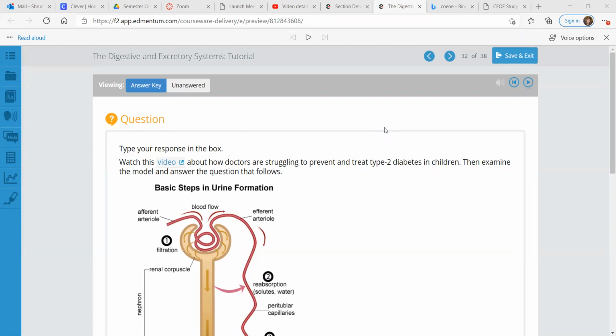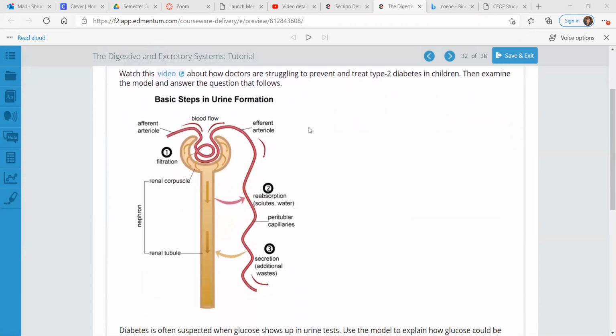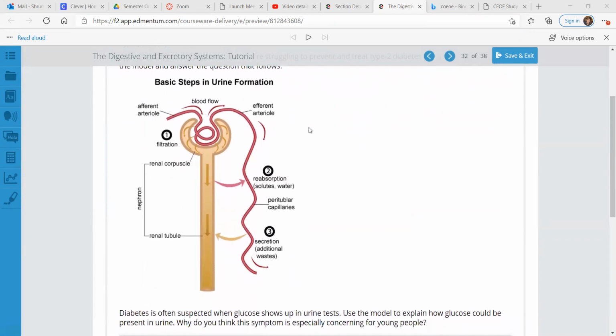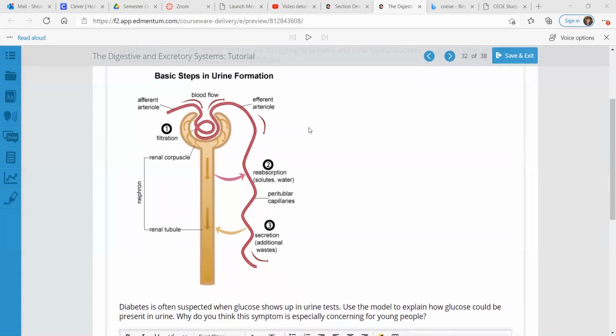We left on this question, and it has you go to a video about how doctors are struggling to prevent and treat type 2 diabetes in children. Then examine the model and answer the questions that follow. So in this model, we have the basic steps in urine formation.